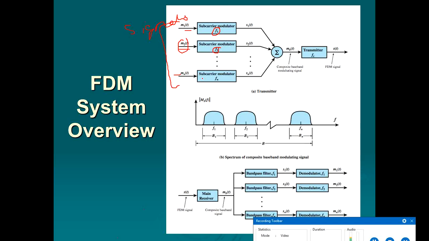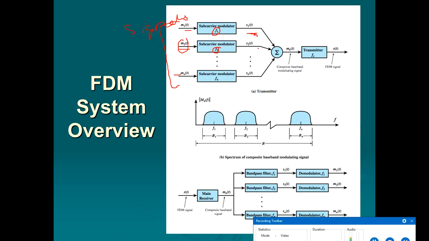Why? Because multiple carriers are to be used and each is referred to as a subcarrier. So these are called subcarriers. Any type of modulation may be used. We have different types of modulation techniques also. So what is the resulting signal here?